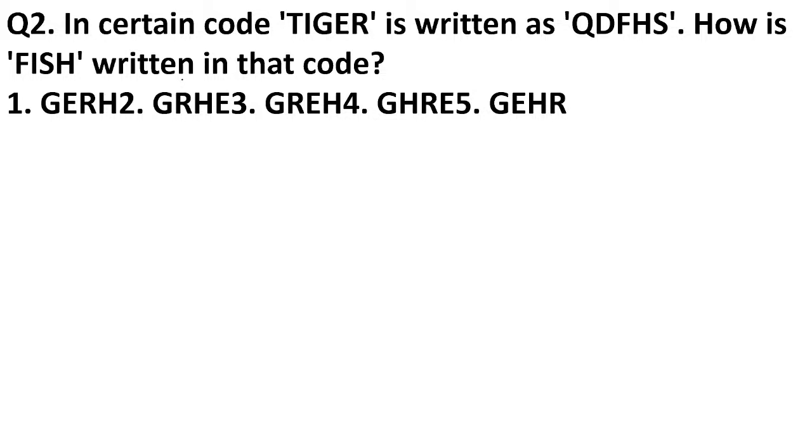What should be the answer for question number 2, everyone? Tiger is coded as QDFHS. What will be the code for fish? For tiger, you're using the code QDFHS. First of all, try to understand what is the logic behind forming that code. Then go for the answer.